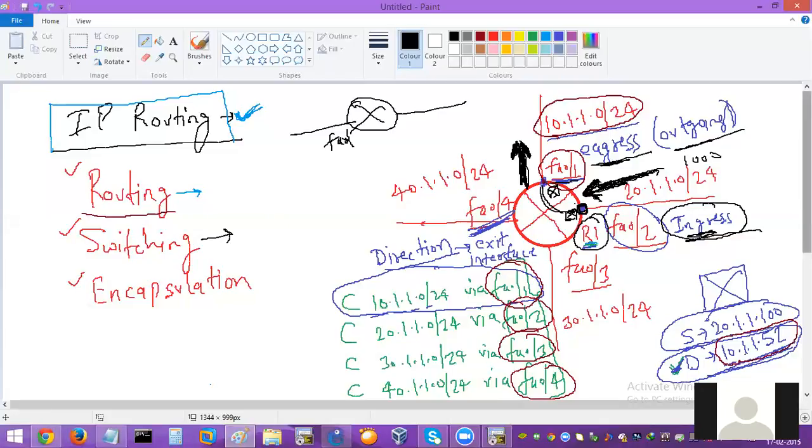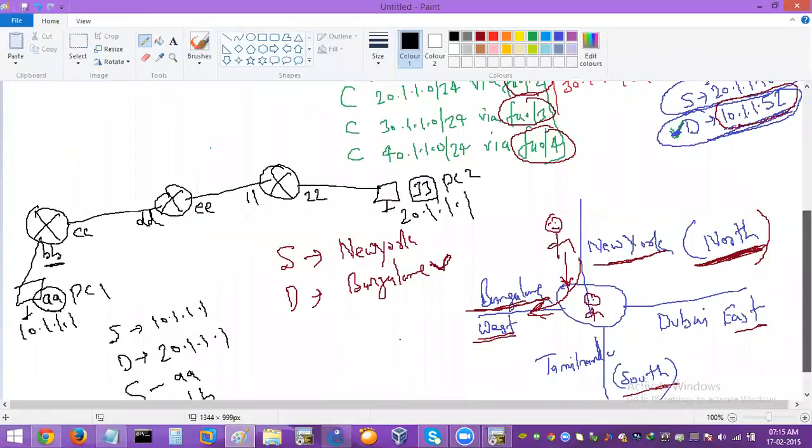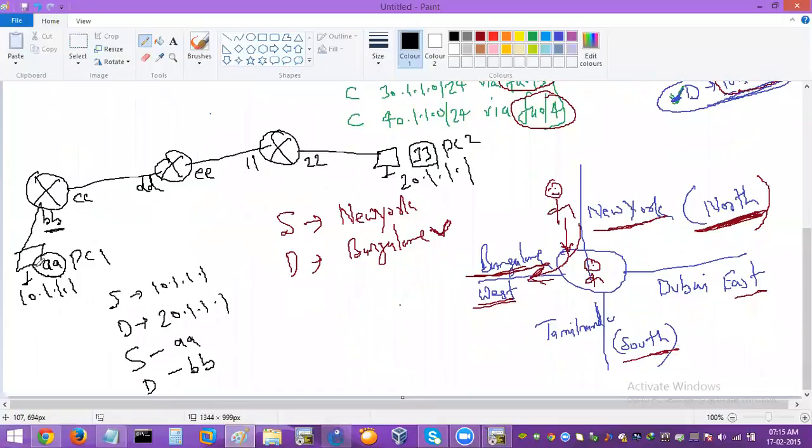So the layer 2 rewrite process was to change the addresses. Here, what I was saying is, when this PC1 wants to communicate to PC2, the source IP will be 10.1.1.1, destination IP will be 20.1.1.1, source MAC will be AA, and destination MAC is going to be BB, which is the router. Now, when the packet comes on this router, the packet is forwarded out of this interface. Now, what will be the source and destination IP of that packet when the packet is leaving router number 1?